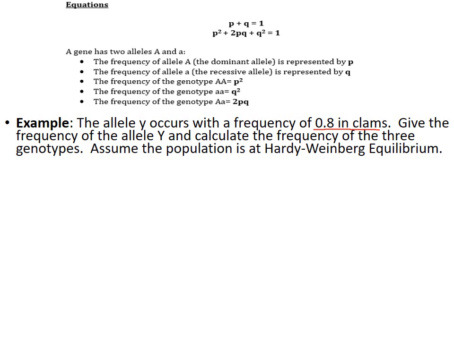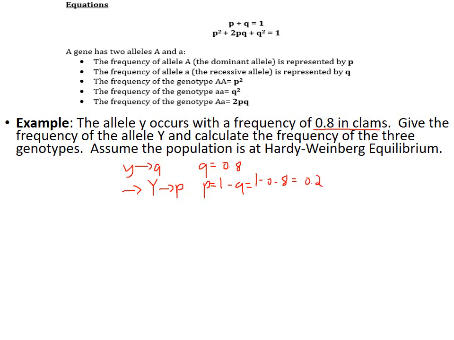So we have the little y allele, which is our Q. Little y is our Q. So we were given Q of 0.8. Given that, you can find the big Y, which is P. So P is going to be equal to 1 minus Q, which is equal to 1 minus 0.8. And so that's going to be 0.2.